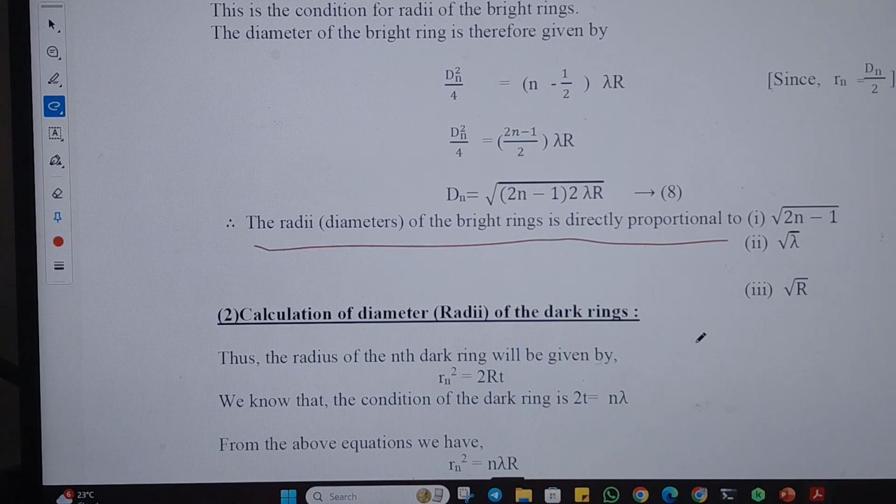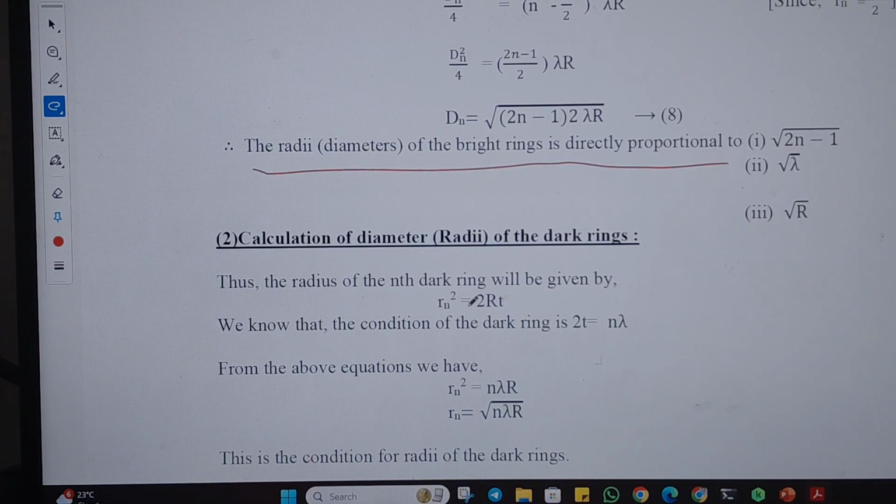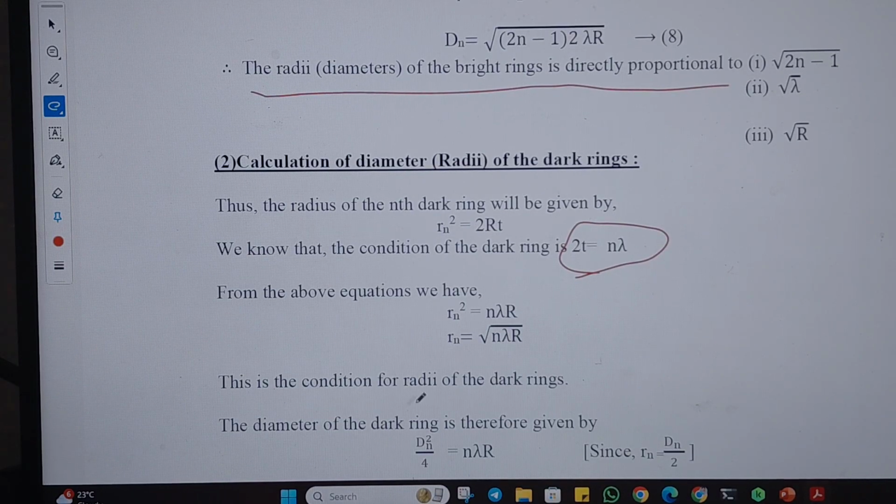So next one, the calculation of dark rings. In such a way that for the nth ring, Rn square equals 2Rt, and the condition for a dark ring is 2t equals n lambda. So we can find the value, Rn square equals n lambda R. Then the square goes to that side, giving root of n lambda R. So this is the condition for the radius of the dark rings.